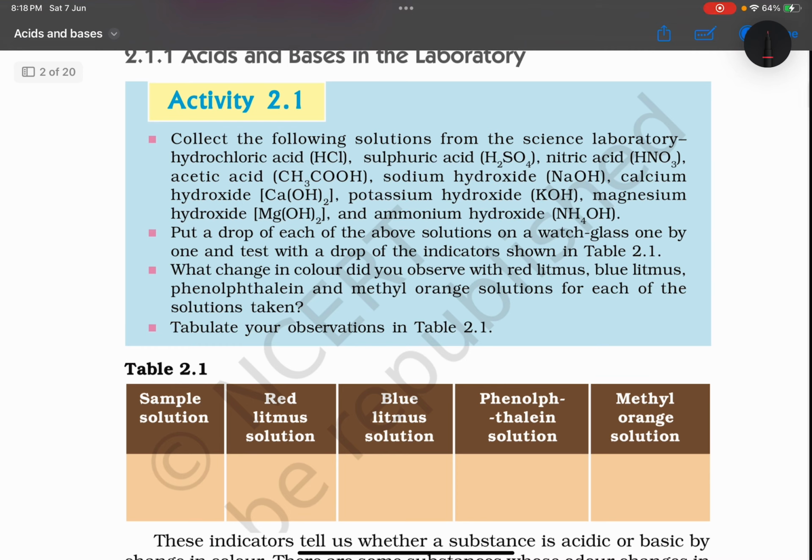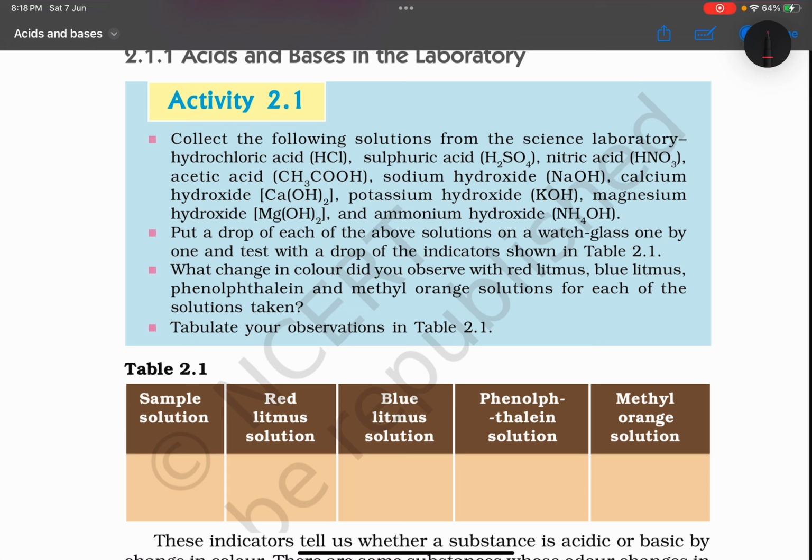Collect the following solutions from the science laboratory: HCl, H2SO4, HNO3, acetic acid, NaOH, KOH, calcium hydroxide, magnesium hydroxide, and ammonium hydroxide. First four are acids, next five are bases. Put a drop of each of the above solutions on a watch glass one by one and test with a drop of the indicators. So tell me how many watch glasses we need?